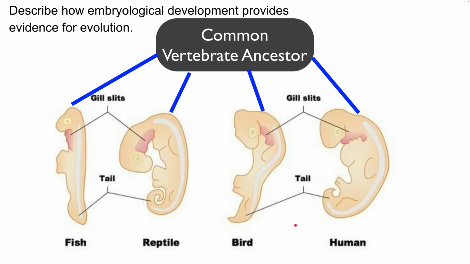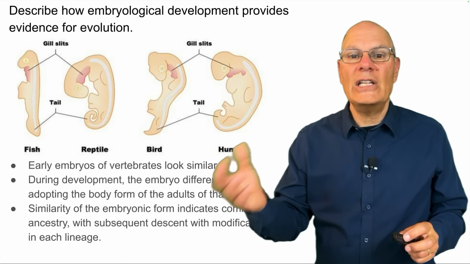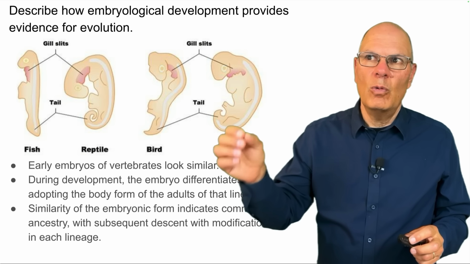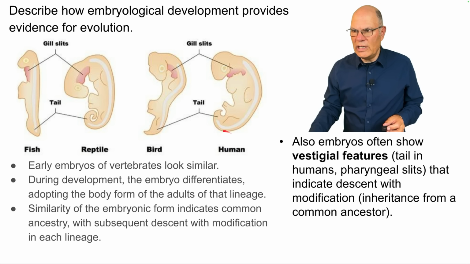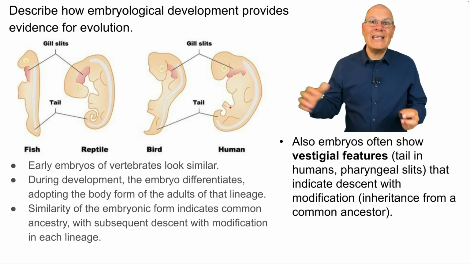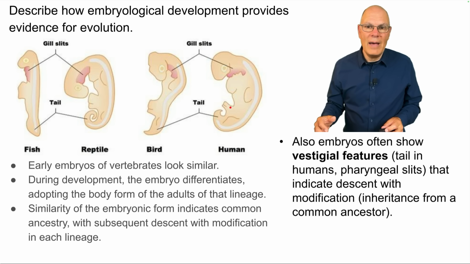There was a common vertebrate ancestor that gave rise to the lineages of fish, reptiles, birds, and humans. Descent with modification leads to the elaboration of form in different lineages, the different body forms of fish, reptiles, birds, and humans. But the embryonic similarity, along with fossil evidence, shows that all of these organisms are descendants of a common ancestor. An additional line of evidence for evolution related to embryos is as follows. Embryos often show vestigial features, such as the tail in humans and the pharyngeal gill slits in humans, that indicate descent with modification from a common ancestor.